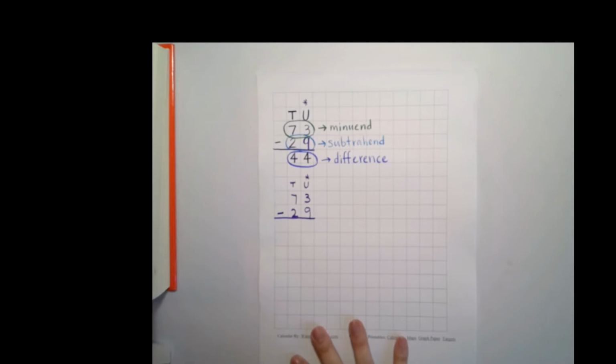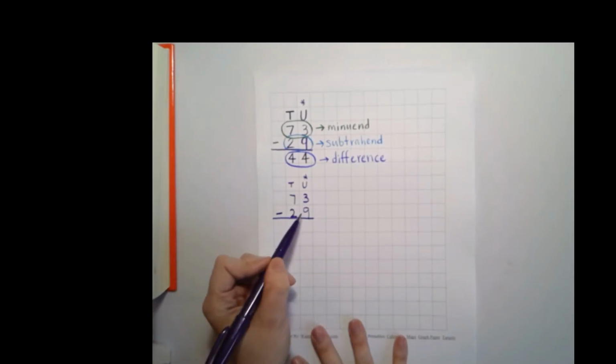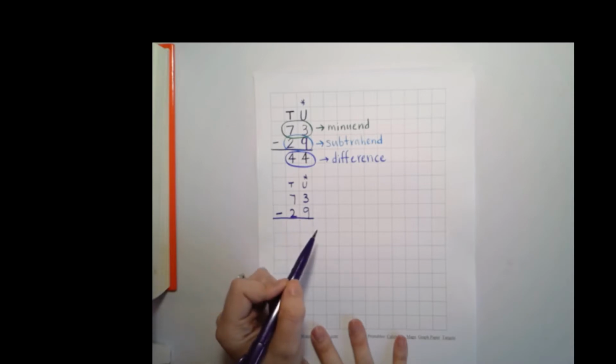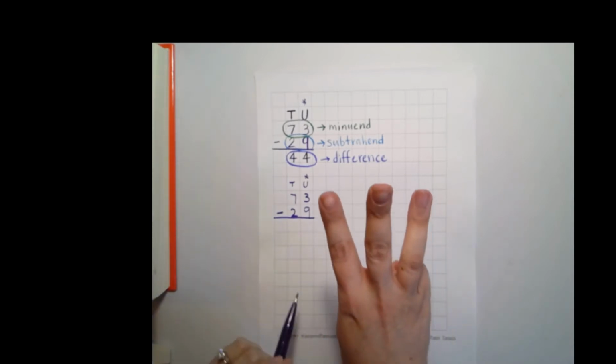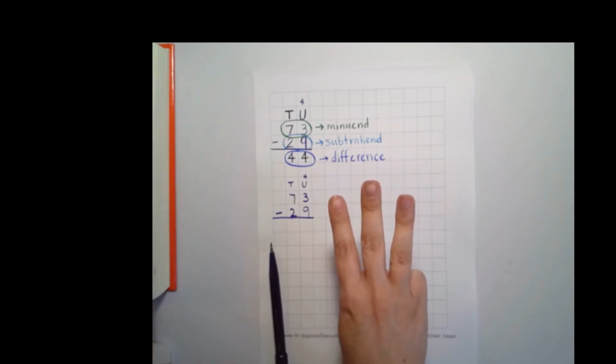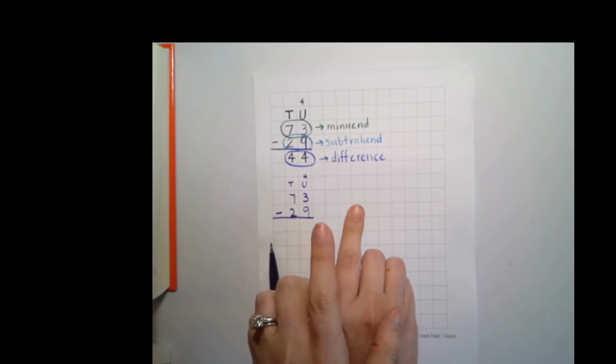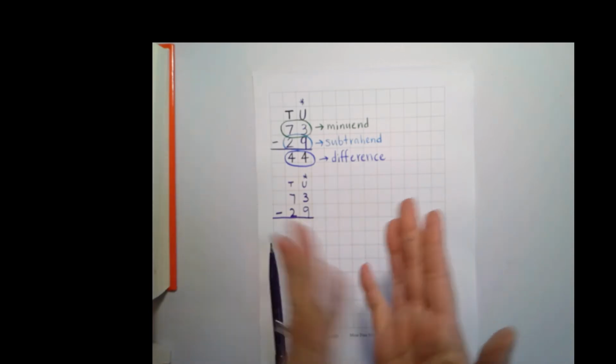So here I have 3, and I need to take 9 away from it. Well, let's try and do that. So here I have my 3 fingers, and I'm going to try to take away 9. So let's see. 1, 2, 3. Oh no, I ran out of fingers.